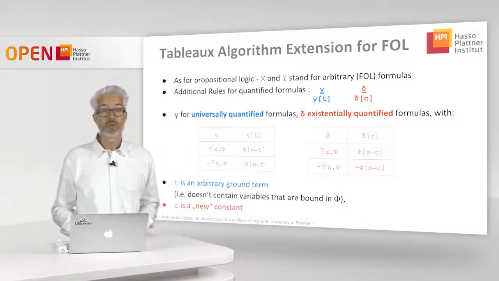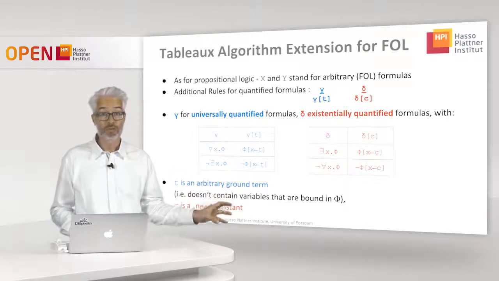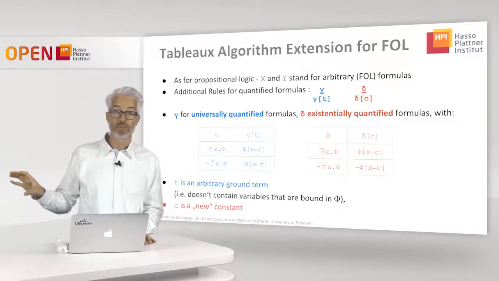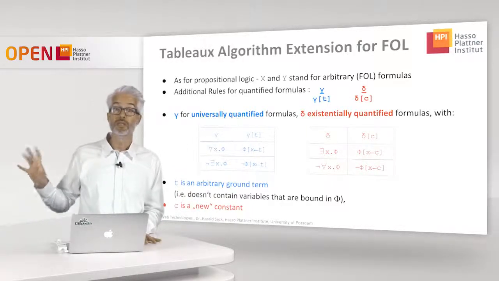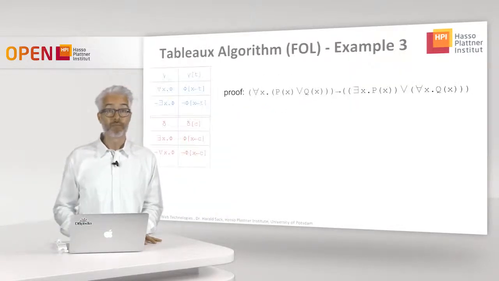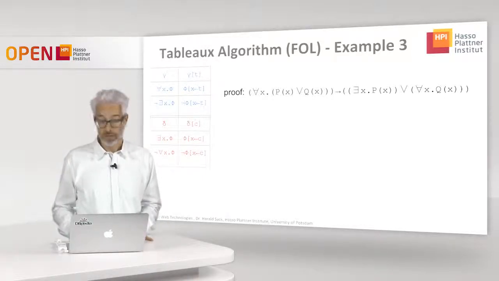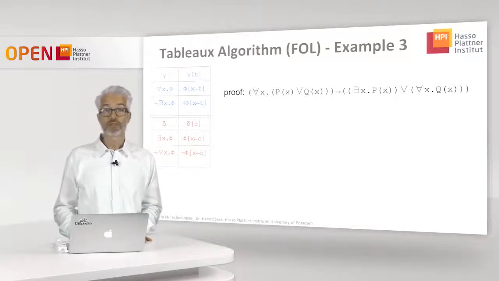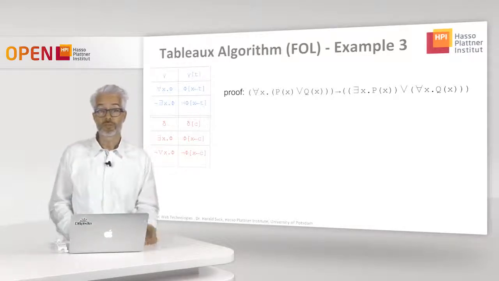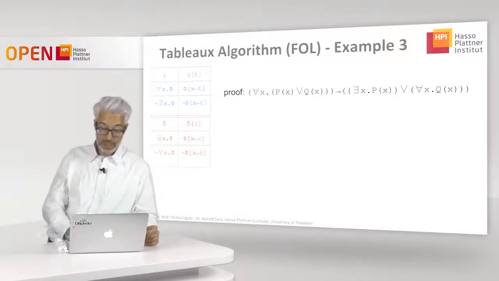And the difference between the two rules means: for universally quantified formulas, use an arbitrary ground term, and for existentially quantified formulas, use a new constant if you try to apply it. Okay, in the end, let's have a look at a small example. So here you have a longer first order logic formula, which contains, of course, universal and existential quantification. So let's have a look at that.